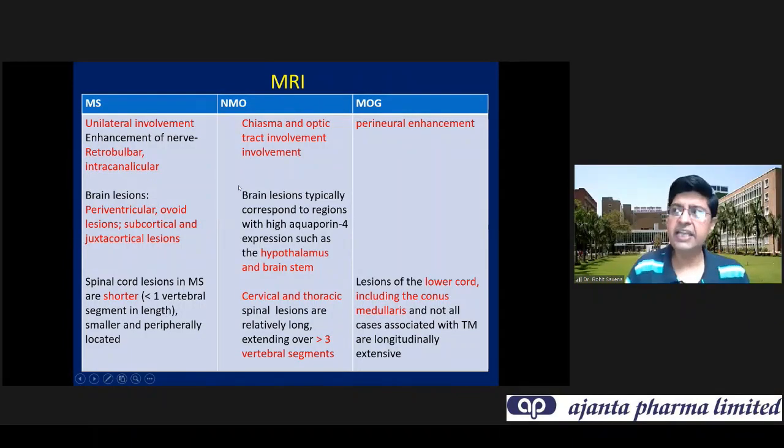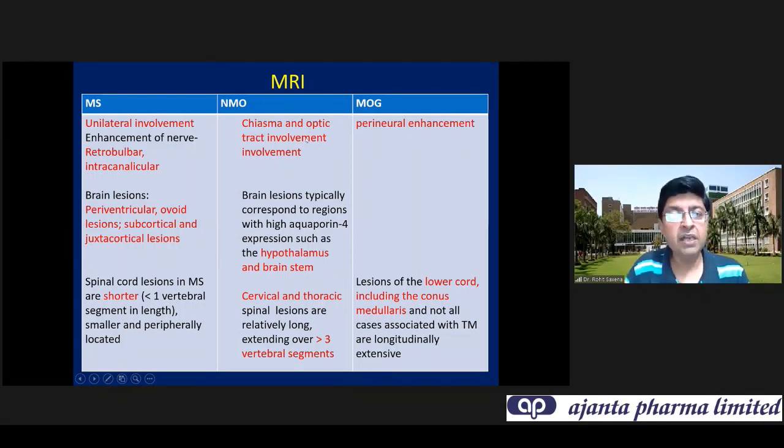So as I said, the MRI is a key investigation. It helps us in the beginning to differentiate. So MS usually will have unilateral involvement. There will be enhancement of the nerves in the retrobulbar and the intracanalicular lesion. Brain in associated multiple sclerosis will have periventricular ovoid lesions that would be juxtacortical, and very rarely is spine involved. And if it is involved, they are very short segment involvement. So one vertebral length involvement is all you would see in multiple sclerosis.